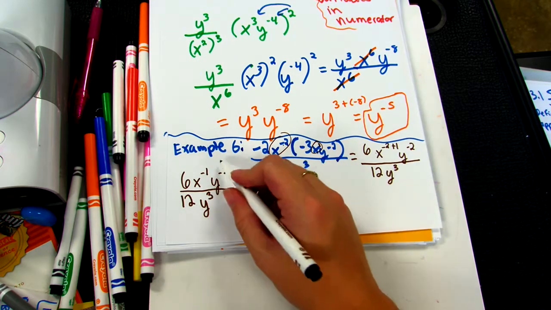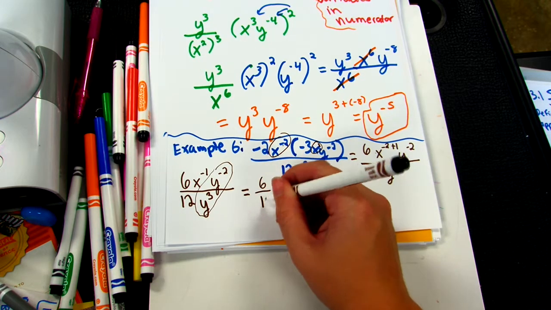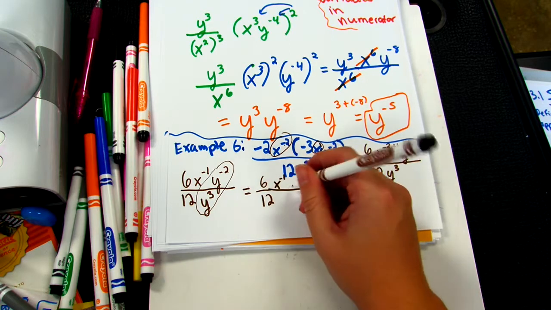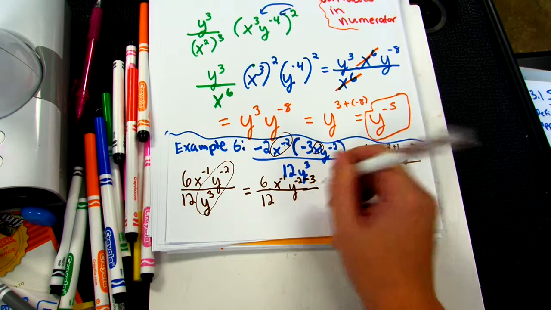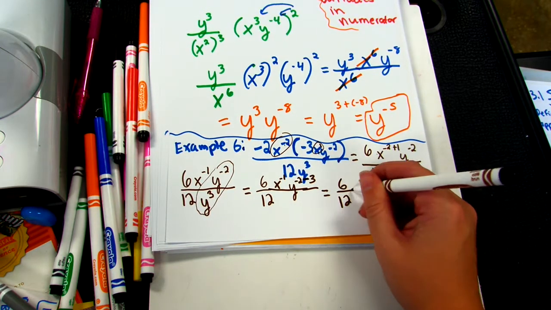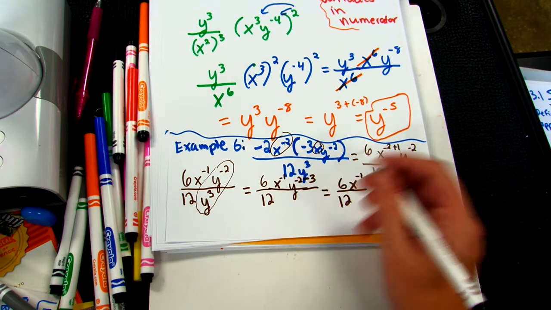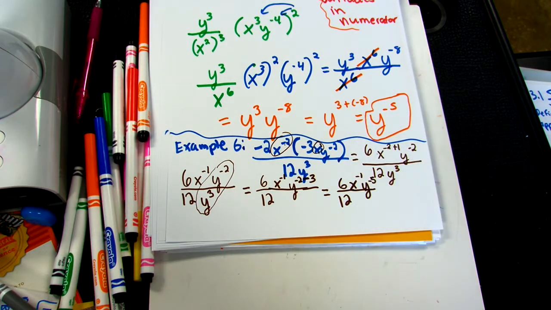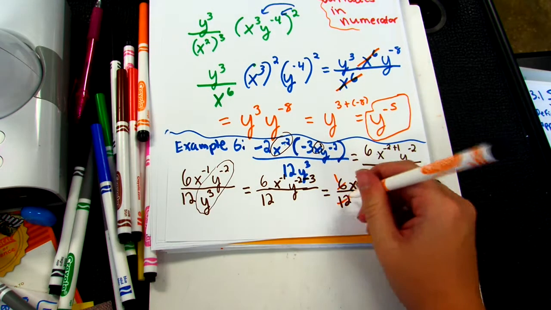Okay, well, we can use the quotient rule here. So we have 6 over 12, x to the negative 1, and then y to the negative 2 minus 3, because we're using the quotient rule. So now we have 6 over 12, x to the negative 1, and then y, negative 2 minus 3 is negative 5, so y to the negative 5. Almost done. Let's go ahead and simplify 6 over 12 because we know that's 1 over 2.